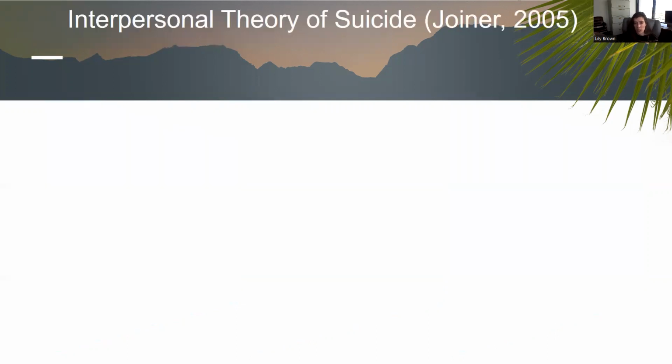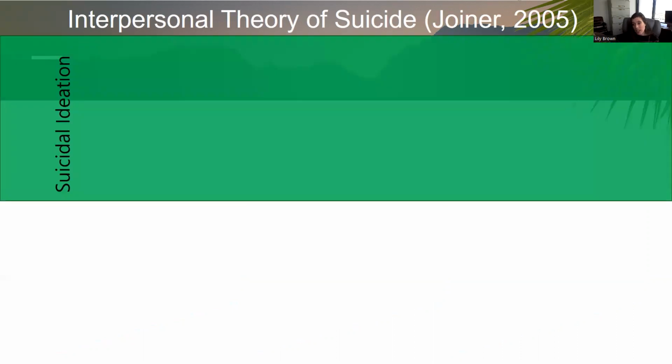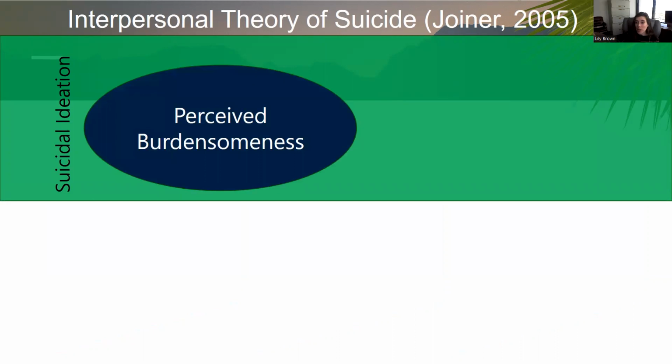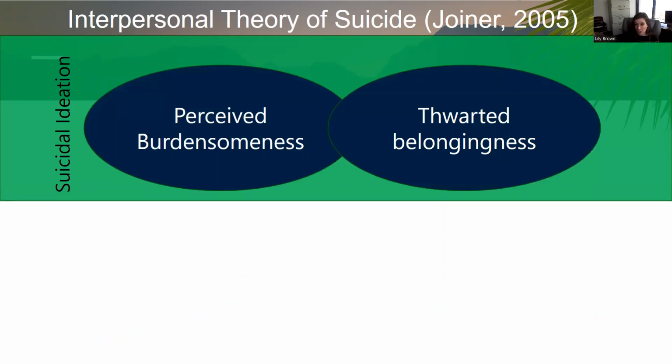Another theory that's important to think about is what's called the interpersonal theory. According to this theory, people who think about suicide have two key considerations, both of which relate to other people. The first is feeling like a burden on other people. So we call this perceived burdensomeness. The second is feeling like you just don't belong. According to this theory, it's the combination of feeling like a burden and feeling like you don't belong that makes you think about wanting to kill yourself.